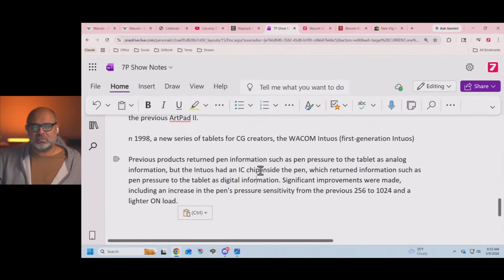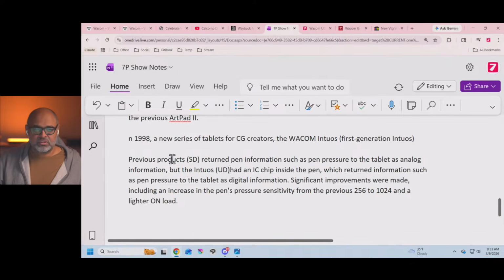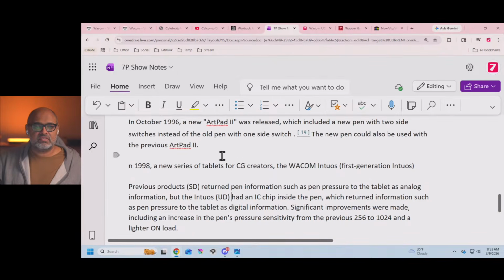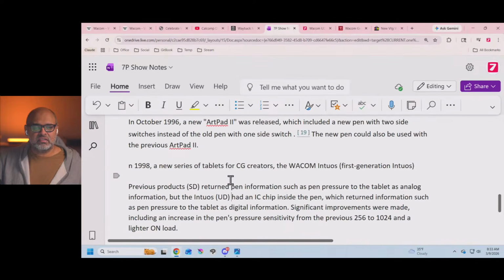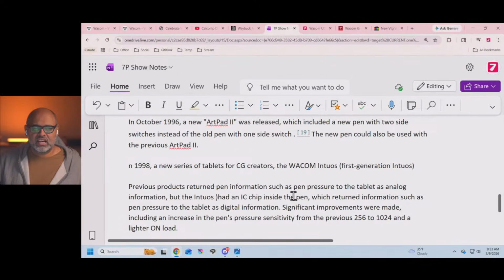Okay, so let me tell you why this matters. So this is the UD series. When they say previous products, like let's say it's an SD series. But the Intuos, which is the UD series. Is that right, UD? No, not UD. We'll find out in a second. Had an IC.